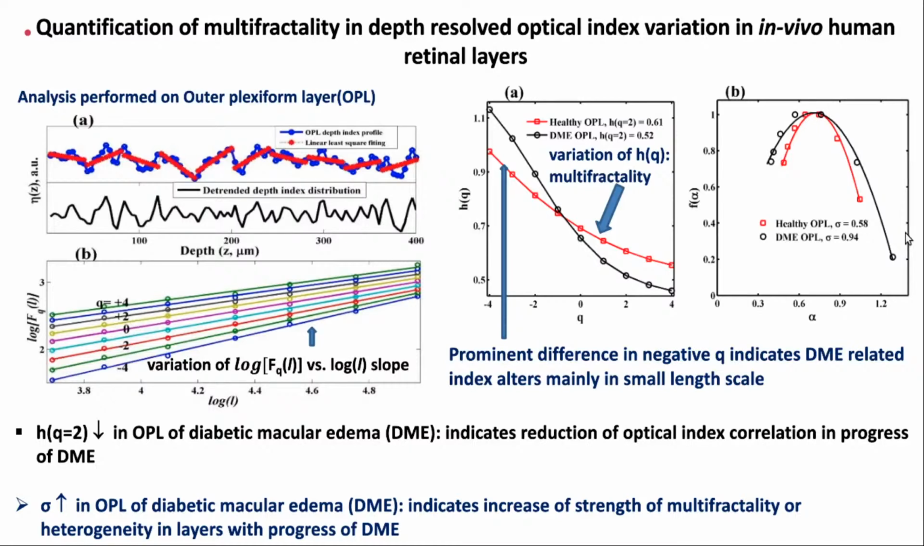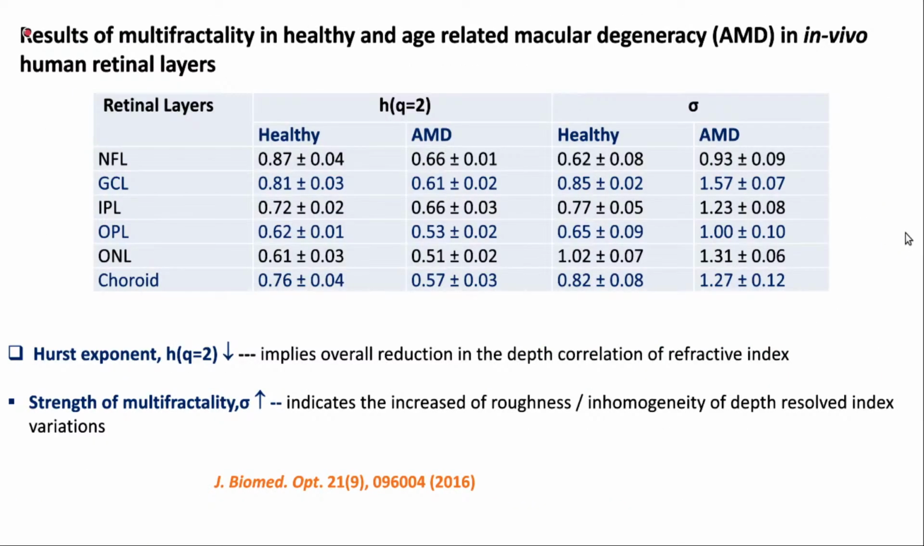Now in the same manner, we are representing the mean plus minus standard deviation values for layers like choroid, ONL, OPL, IPL, GCL, NFL layers, from healthy and AMD, which stands for age-related macular degeneration. We are also focusing on geriatric care, over 50 years of age, because if somebody over 50 is suffering from diabetes, diabetic macular edema becomes a major cause of vision loss, so we call it age-related macular degeneration in medical terminology. So you see in h(q=2) there is a decrement.